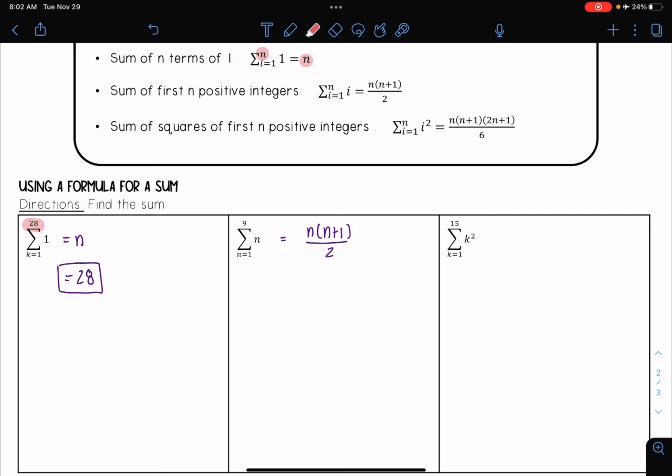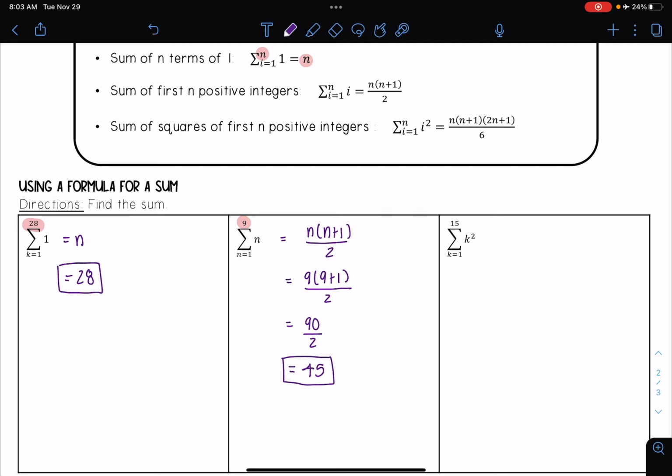Well, here my n is equal to 9. That's my upper limit. So I'm going to plug in 9 where I see n. So I have 9 times 9 plus 1 divided by 2. 9 plus 1 is 10. 9 times 10 is 90. Divided by 2, and so this is equal to 45.